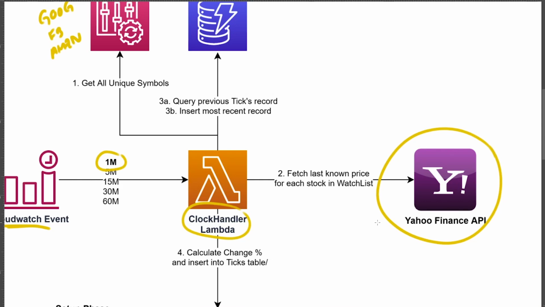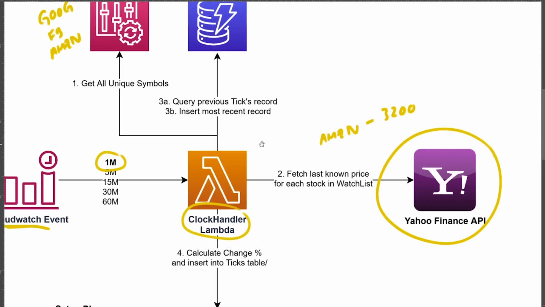So from there, we're going to have a combination of, like, we're going to know AMZN, and it's going to be like, I don't know, what's the price, like $3,200 these days or something like that. We're going to know that for each of them, for Facebook and Google. Great. So now we have that in our clock handler Lambda.